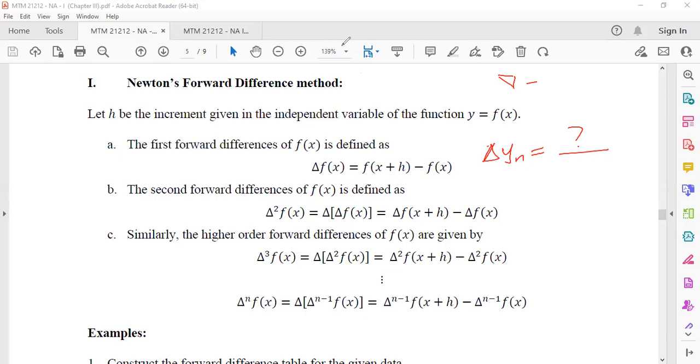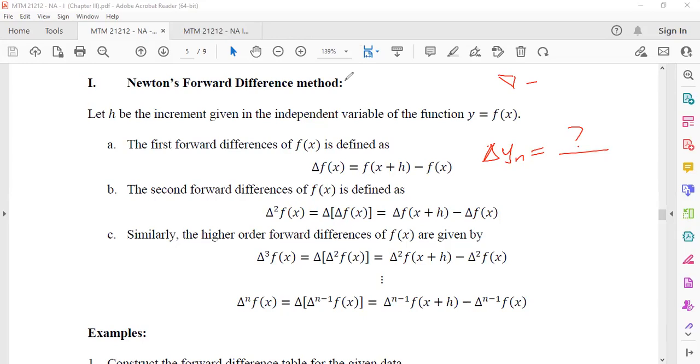Can I get some answers? What is delta yn? How can we find the forward differences in terms of y? I'm expecting some answers. Yes, only 1, 2, 3.